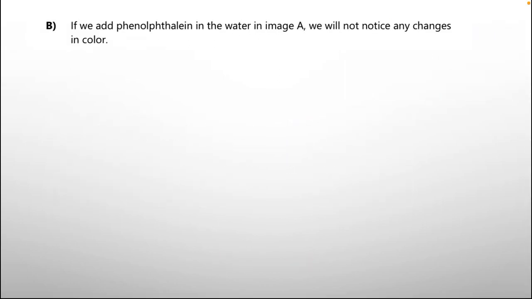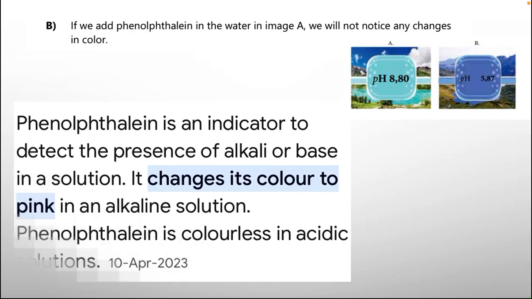Moving on, option number B. If we add phenolphthalein to the water in image A, we will not notice any changes in color. Phenolphthalein is an indicator to detect the presence of alkali or base in a solution. It changes its color to pink in an alkaline solution. Phenolphthalein is colorless in acidic solutions. Image A water is alkaline, so it would turn pink. So this option is incorrect.